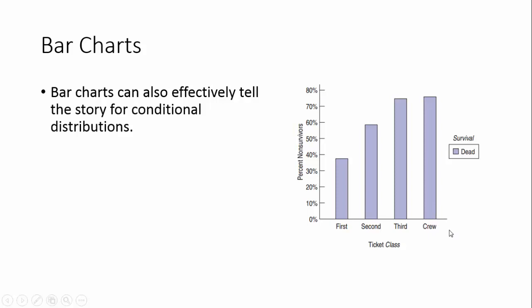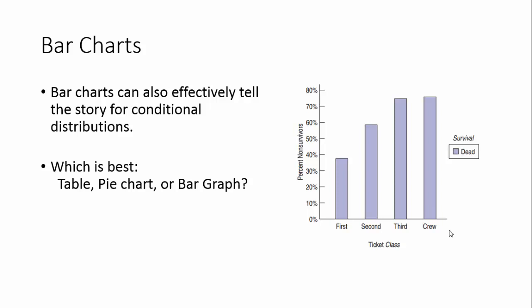So we can look at the pie chart, and the bar chart, the bar graph. Which one is best? The table that we started with, the pie chart, or the bar graph? Well, it depends on what you want to do. I really like the bar graph, because it allows me to quickly focus in on the tallest bars, the worst bars, or the shortest bar, which is the best bar to be in. The first class passengers, not a high mortality.